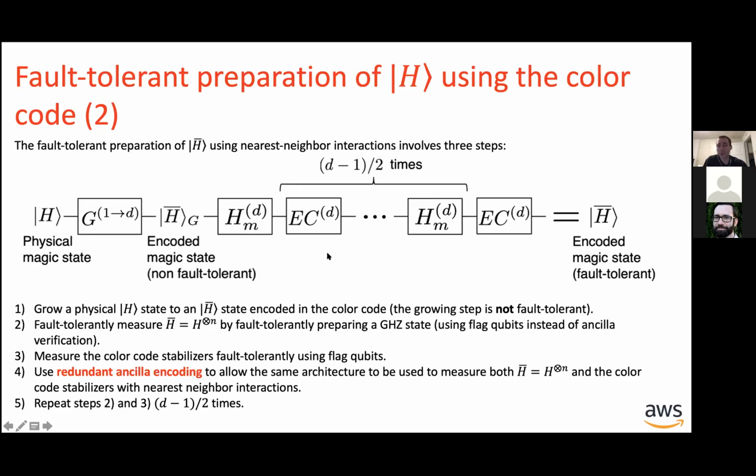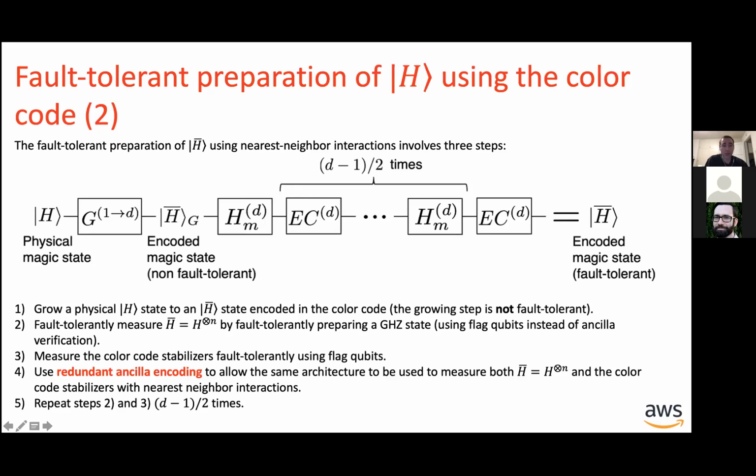And I just want to point out, it's very important for this whole process to be fault tolerant to do things in this order. So if we were to do, say, all the error correction at the very end, and then do the Hadamard measurements first, that would not be fault tolerant. And if you want to know more details as to why that's the case, you can read our paper, and in the appendix we give a proof of that.